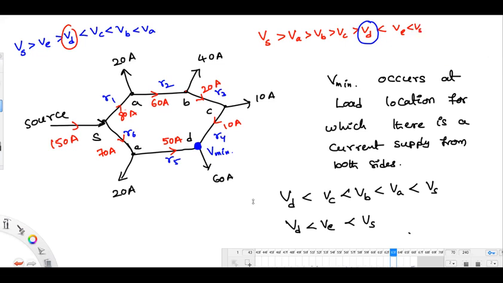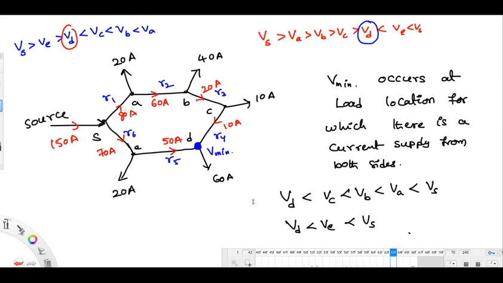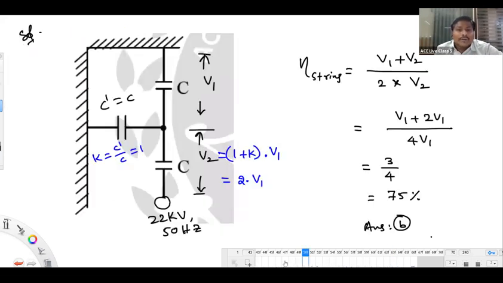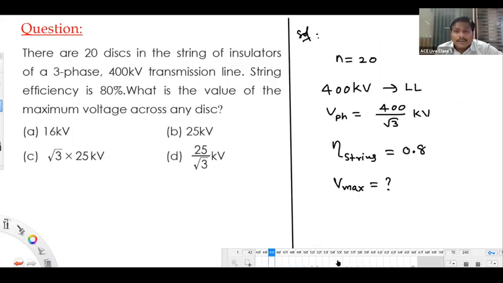Sir, I wanted to ask whether there is any general equation for calculating the voltage in the insulator? Voltage at any disk you want? We have one formula, the one we discussed. For example, if you want, I will tell. General formula you want. Not the exact one, but I will tell you an approximate formula.